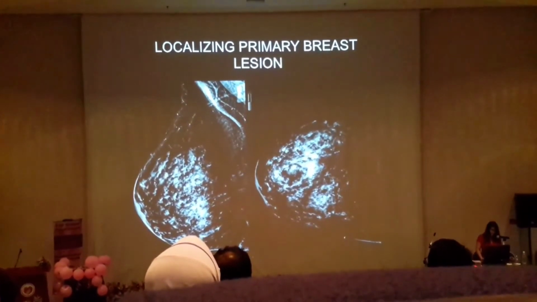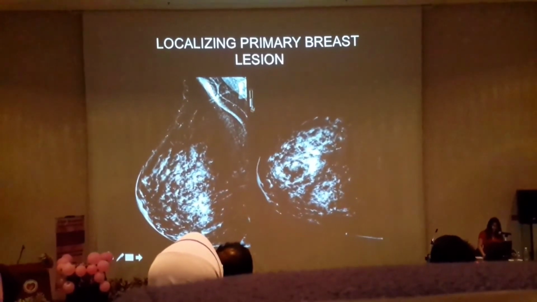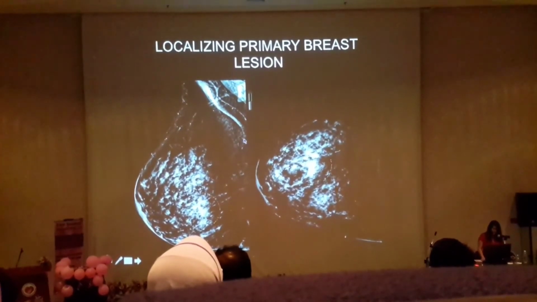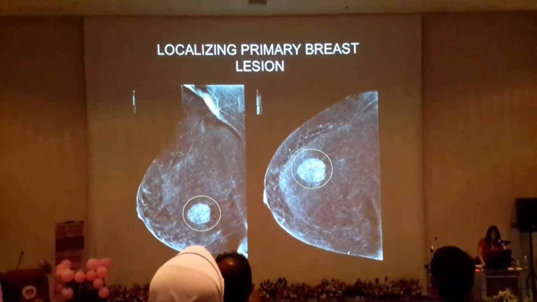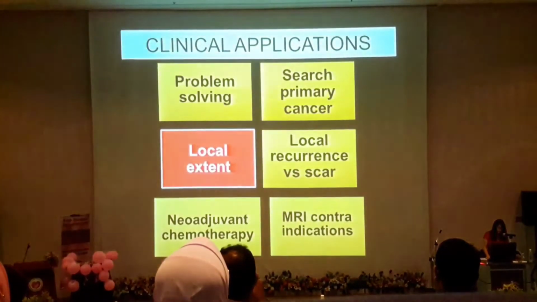This was a case where we saw an asymmetric density, and you can see she's got a lymph node. It showed beautiful enhancement with the contrasted mammogram, so it solves a lot of problems.